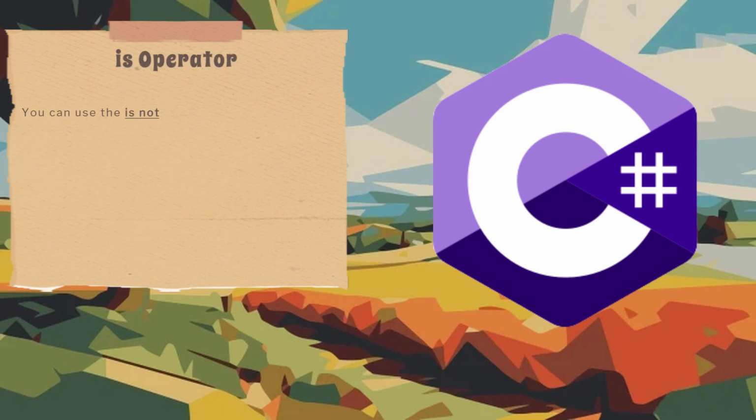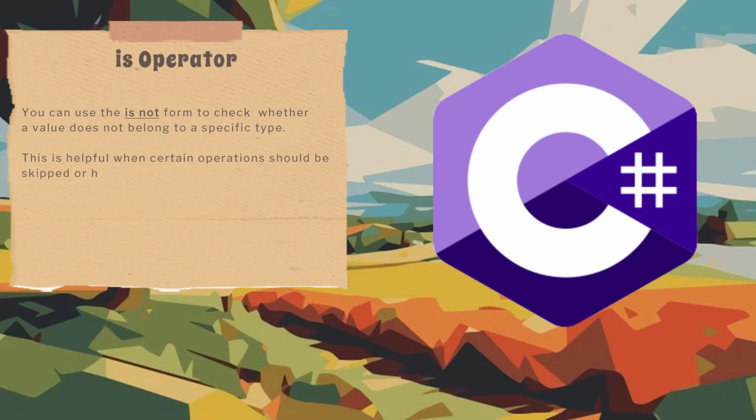You can use the isNot form to check whether a value does not belong to a specific type. This is helpful when certain operations should be skipped or handled differently for that type. Note that pattern matching is not used with isNot, only the type check is performed.